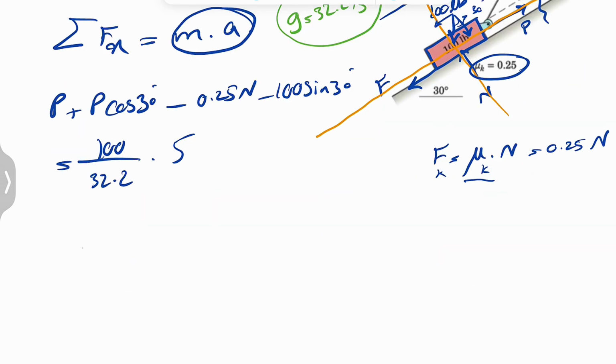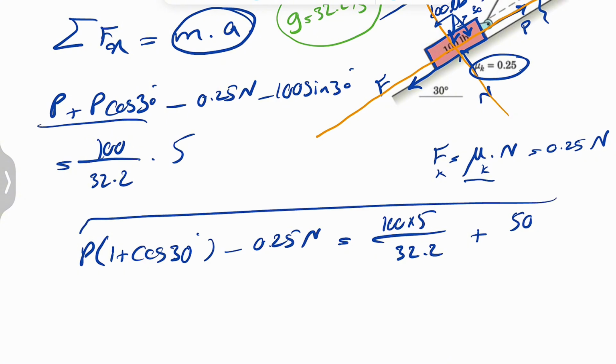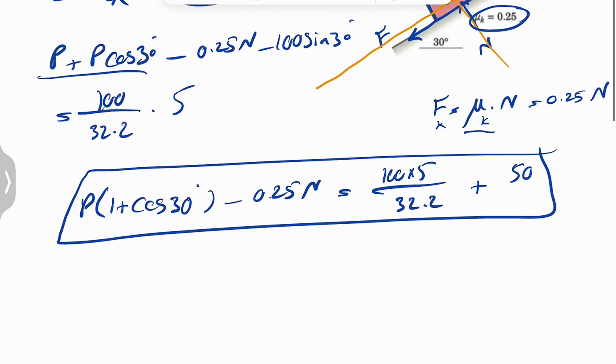All right, so let's clean up the equation a little bit. We can factor P from the first terms: P times (1 plus cosine of 30 degrees), minus 0.25 N, and that would be equal to 100 times 5 divided by 32.2, plus 100 sine of 30. We know sine of 30 is 0.5, so that's going to be 50. So that's our first equation from x.